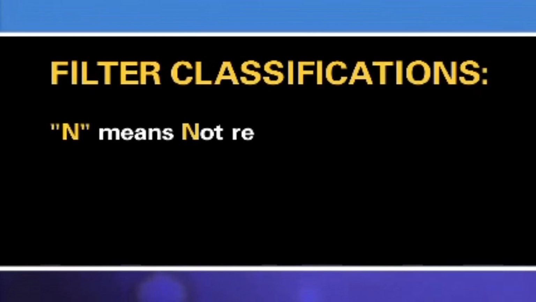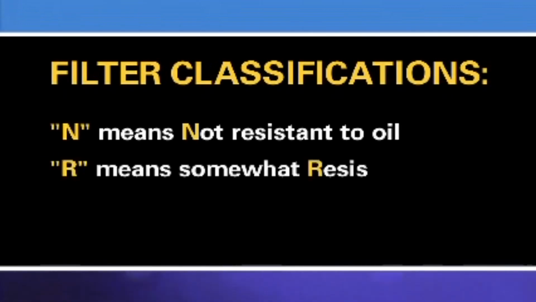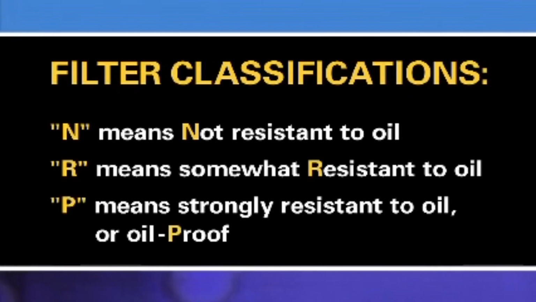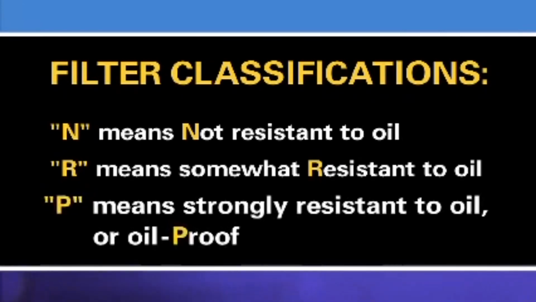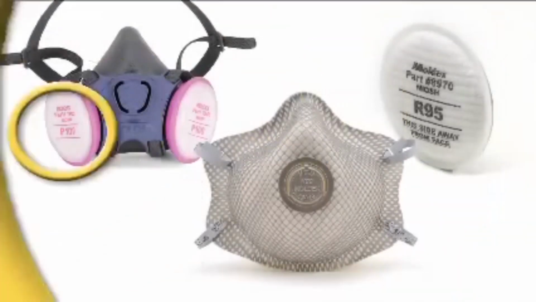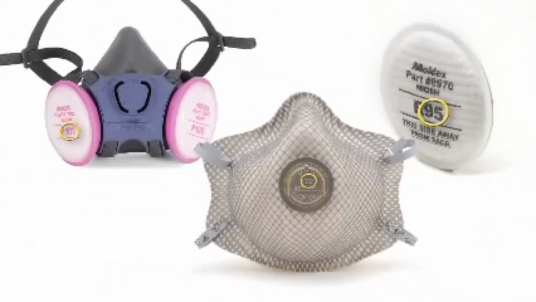N means not resistant to oil. R means somewhat resistant to oil. And P means strongly resistant to oil or oil-proof. This rating is only important in work settings where oils may be present, because some oils can reduce the effectiveness of the filter. The second part of the classification, the number, refers to the filter's ability to remove the most penetrating particle size during worst-case testing.